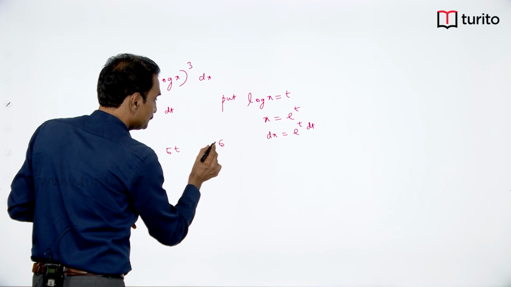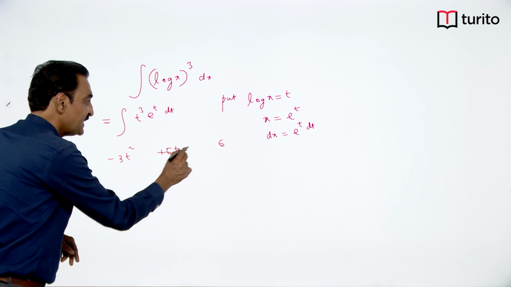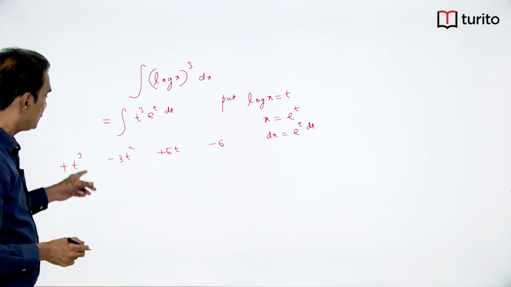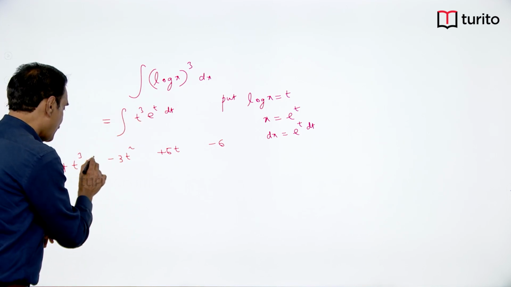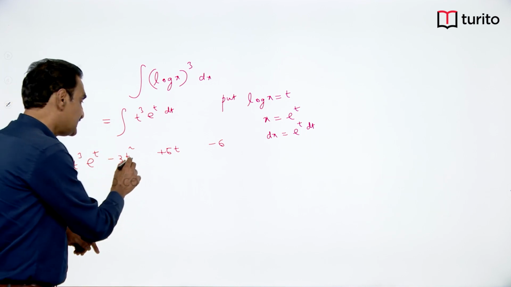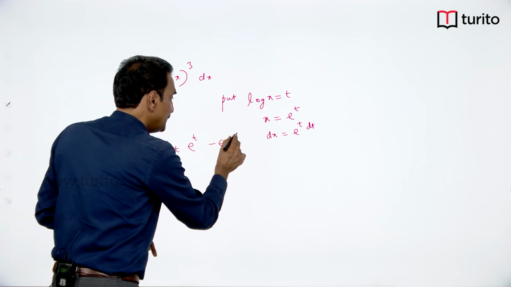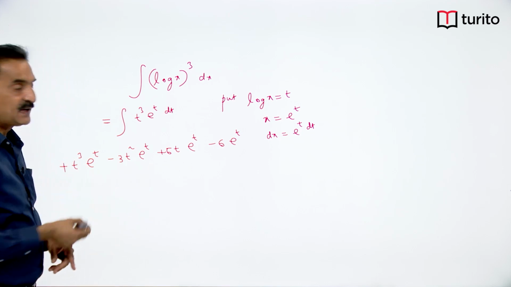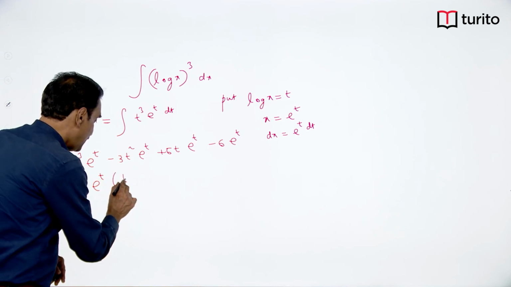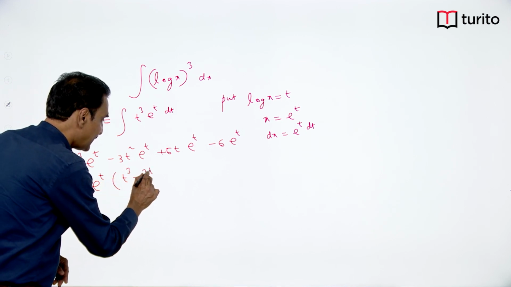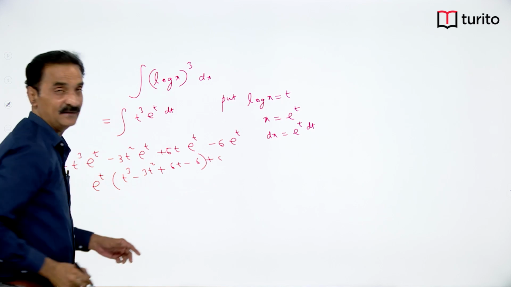Then you take the plus minus signs, alternate signs. Then multiply by the integrals of e power t. Integral of e power t is e power t here. Again integral of e power t is e power t. Again integral of e power t is e power t. Again its integral is e power t. You can take e power t common, e power t into t cube minus 3t square plus 6t minus 6 plus c.